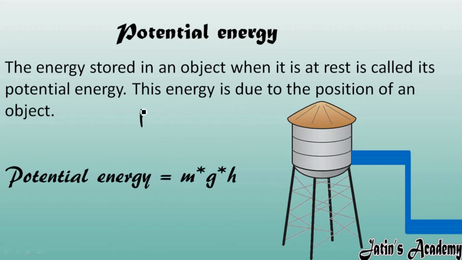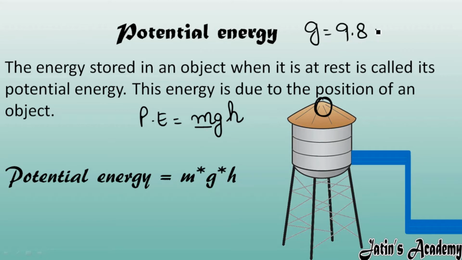Next we have the potential energy formula. The potential energy formula is m multiply g multiply h, meaning mass into acceleration due to gravity multiplied by height. For example, this object is standing at some height. In order to calculate the potential energy of this object, firstly we will see the mass of this object, and we will put that value here. Then we will see the acceleration due to gravity. Actually the g value is always constant, that is 9.8 meter per second square. Then this value 9.8 meter per second square we will put here.